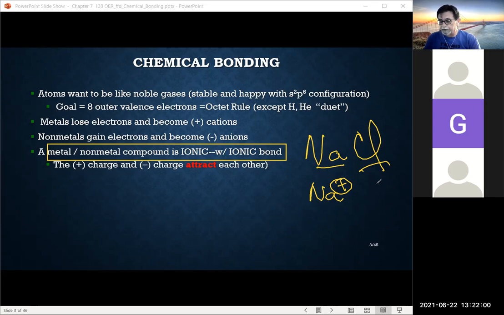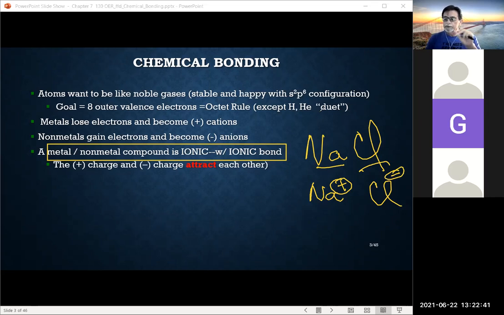Chlorine has 7 valence electrons. It's a non-metal. It's going to gain 1 electron to give us a -1 charge. And so the ions, sodium ion and chloride, and remember we changed the name now from chlorine to chloride when it becomes an anion. Those two come together, like two magnets, to form what's called an electrostatic attraction. They're not sharing any electrons, okay? No sharing of electrons involved here. Okay. Main point, metal and non-metal.